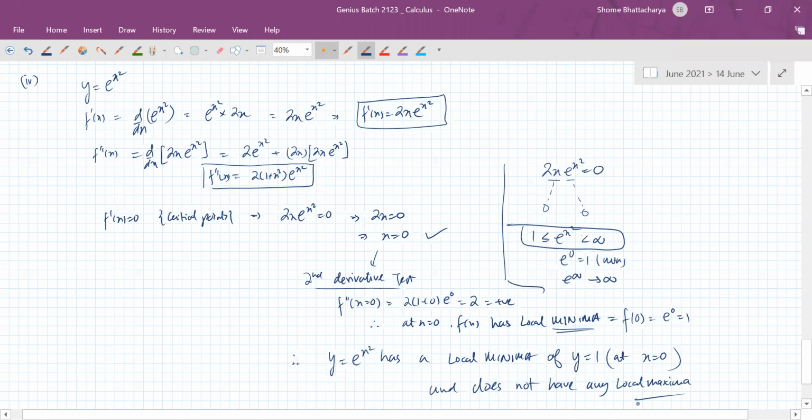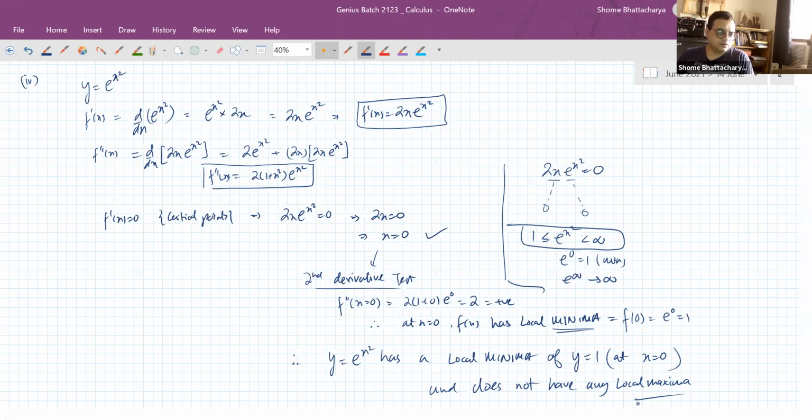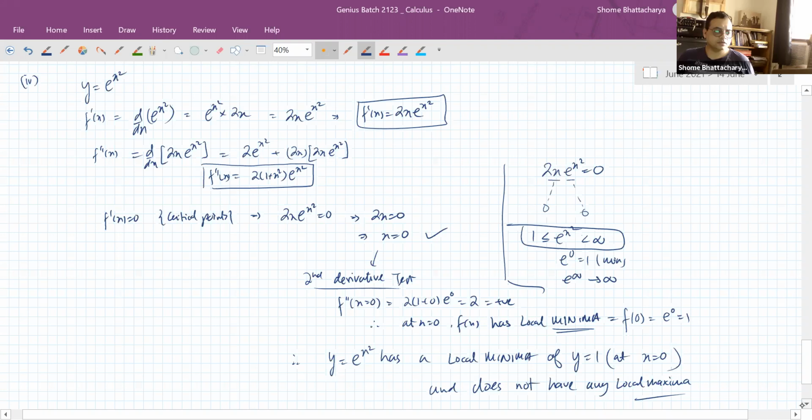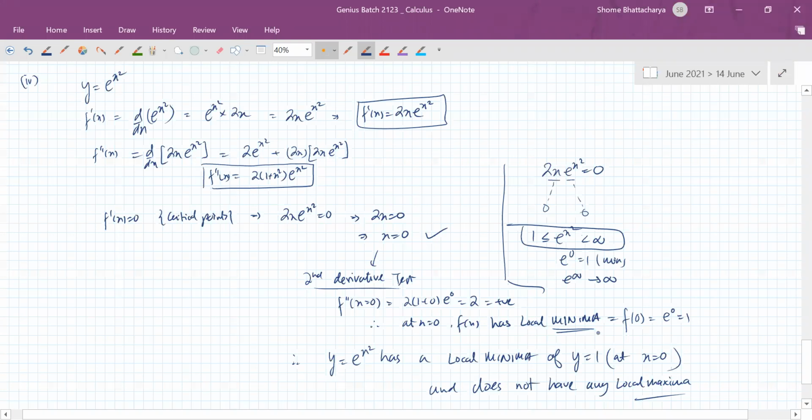Sir, I got stuck at the second derivative. Okay. So that is something to get used to. Okay. So you'll be doing a lot of practice questions in local maxima minima. Okay. And getting used to this gradually. Okay. Now, sir, can you explain that part, please? Which part, beta? The second derivative.